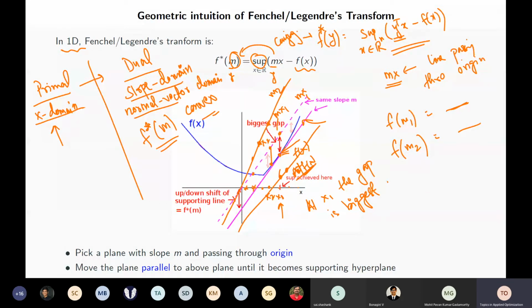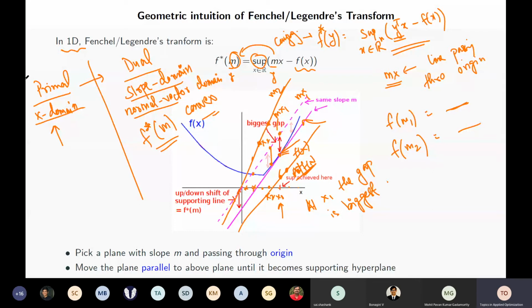So this is the thing about conjugates, and in general these are called Fenchel. Fenchel is again a French guy. Legendre is also a French guy. The French guys were always prolific with this maths part. So they had these definitions.